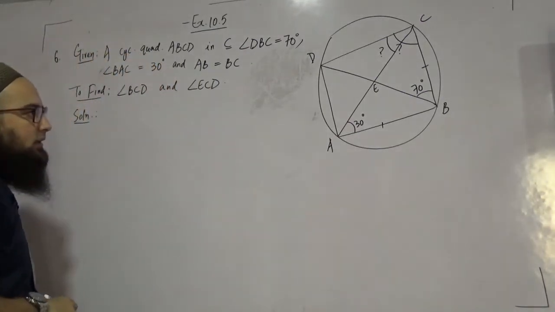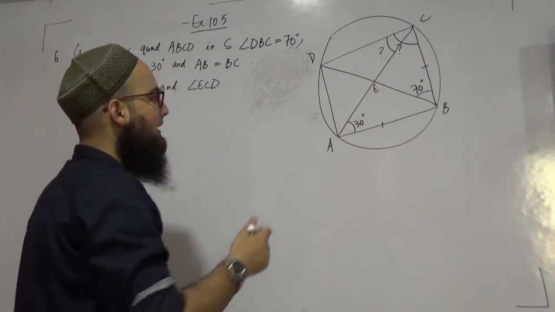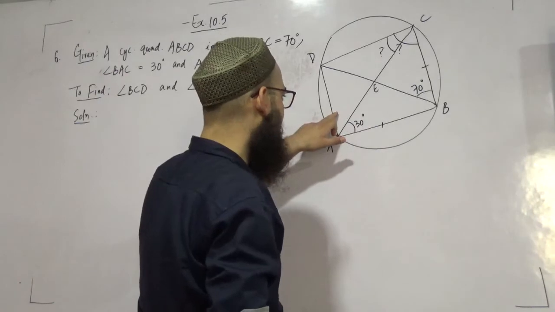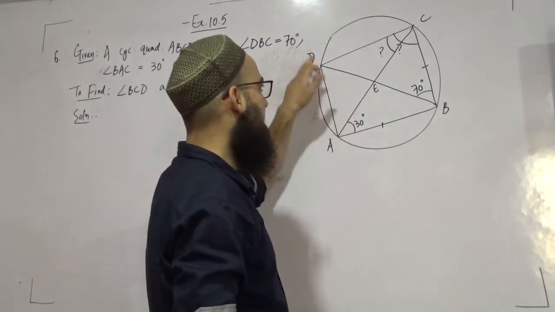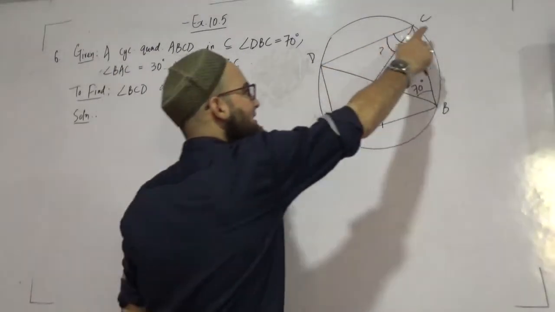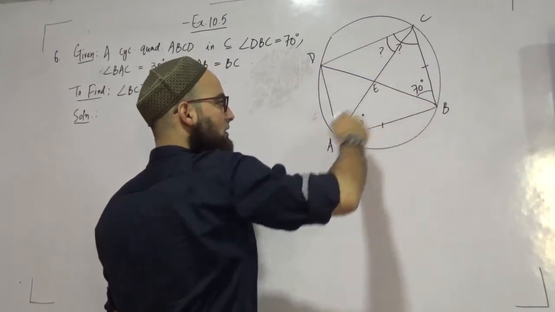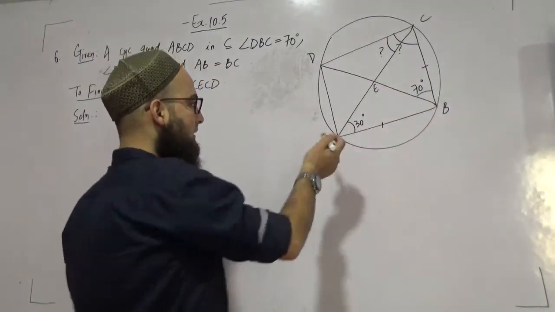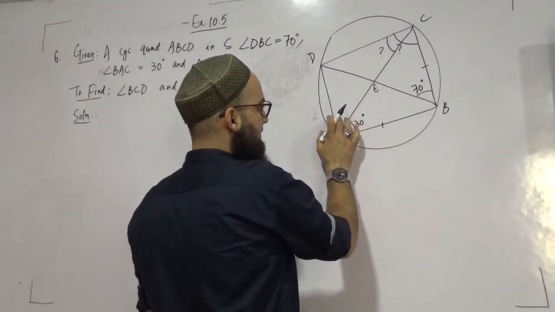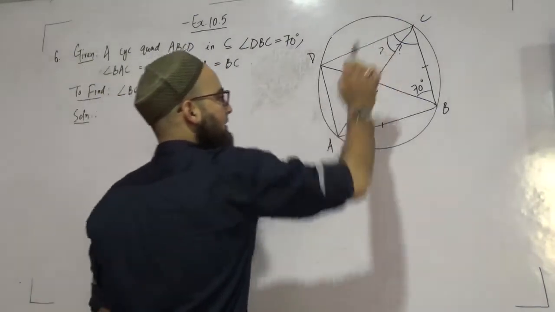We can get this angle. First of all, I'll get this angle. Consider chord DC. For chord DC, this is 70 degrees, the angle subtended by this chord. Then this angle will be equal to this angle. You'll get this as 70. Then 70, you will get this here.